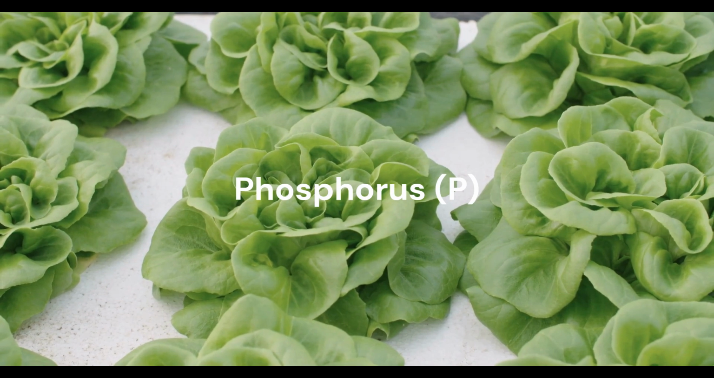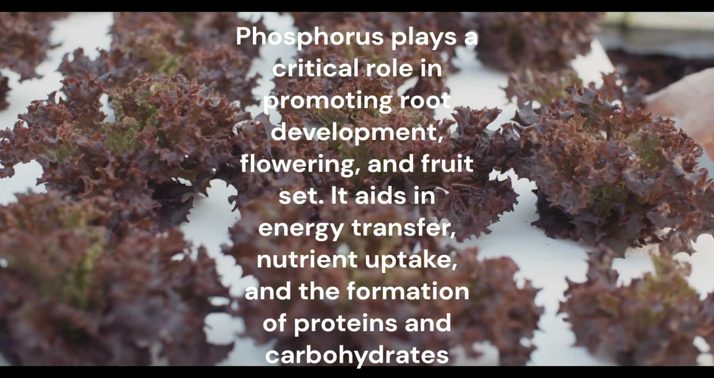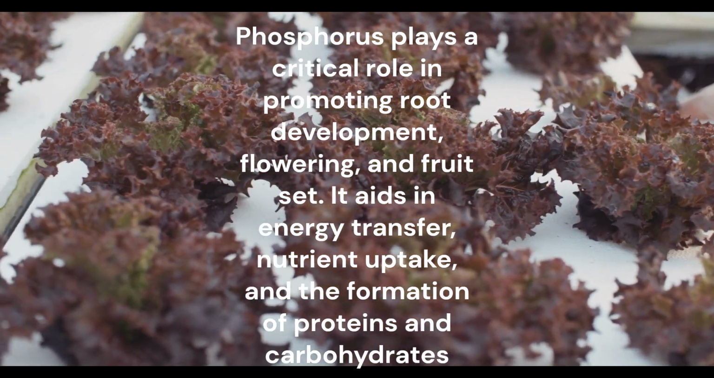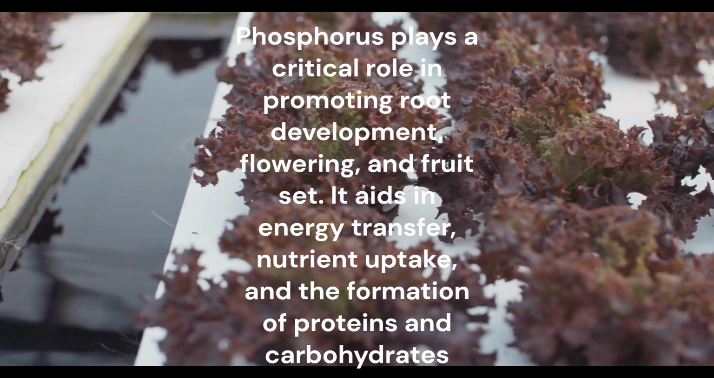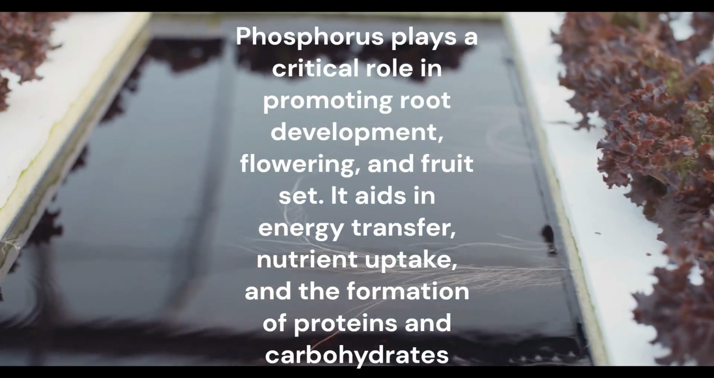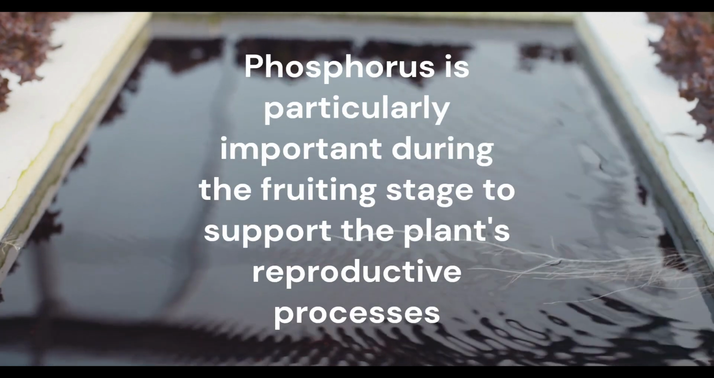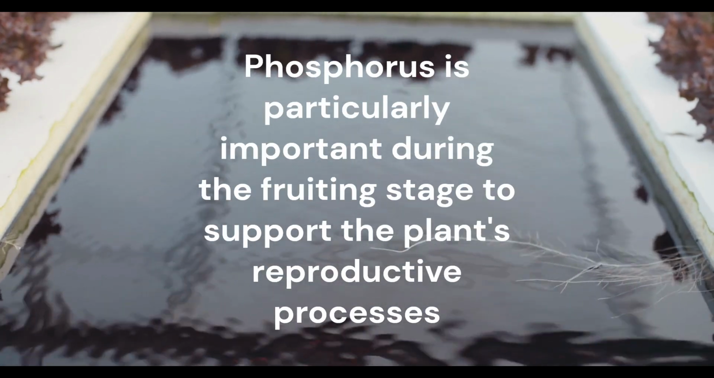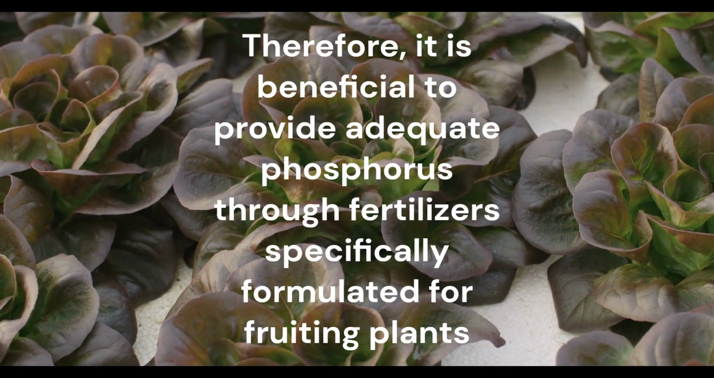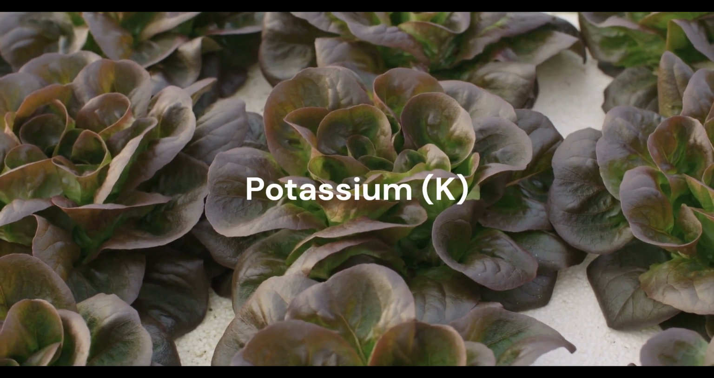2. Phosphorus (P). Phosphorus plays a critical role in promoting root development, flowering, and fruit set. It aids in energy transfer, nutrient uptake, and the formation of proteins and carbohydrates. Phosphorus is particularly important during the fruiting stage to support the plant's reproductive processes. Therefore, it is beneficial to provide adequate phosphorus through fertilizers specifically formulated for fruiting plants.